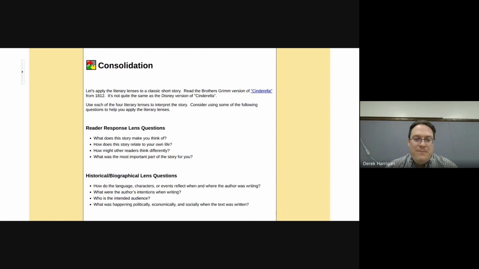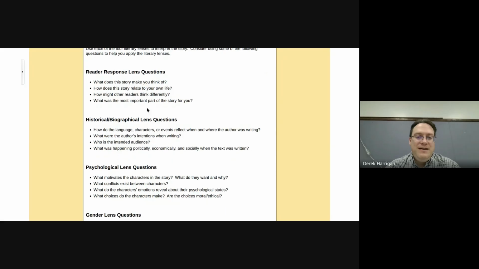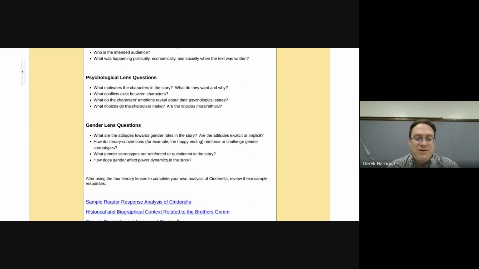More specifically, though, we've got the story Cinderella that you can click on and you can read. This is the famous Cinderella story, the original Cinderella story from 1812. It's not quite the same as the Disney version of Cinderella. So you can take a look, you can read the story, and then these are four questions for the reader response, the historical biographical lens, the psychological lens, and the gender lens.